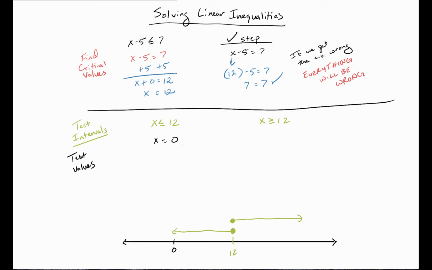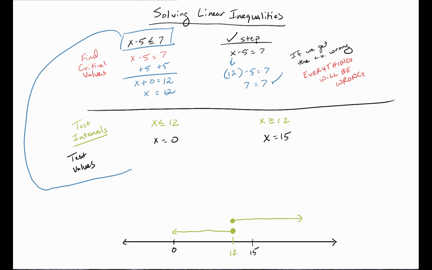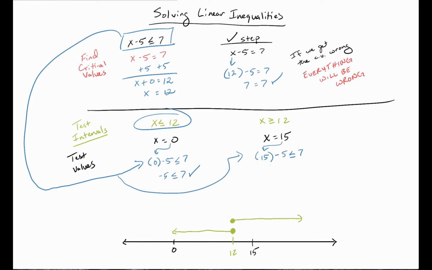As it turns out, as long as x equals 0, which is part of x is less than or equal to 12, or x equals 15, which is part of x is greater than or equal to 12, works in our original inequality, then we know that that entire interval is going to work as well. And we get negative 5 is less than or equal to 7. We know that that is true, so we know that x is less than or equal to 12 works. Then when we try plugging in 15, we end up with 10 is less than or equal to 7. Well, that's clearly not true. So we know that that interval is not part of our solution set.